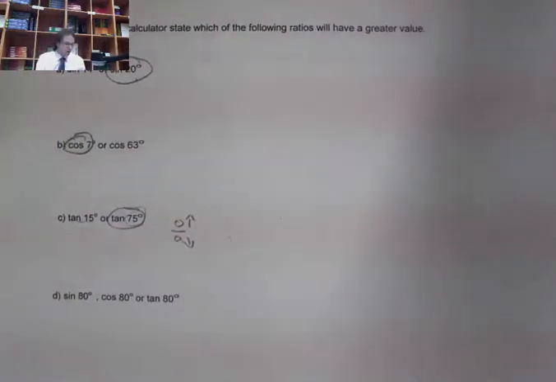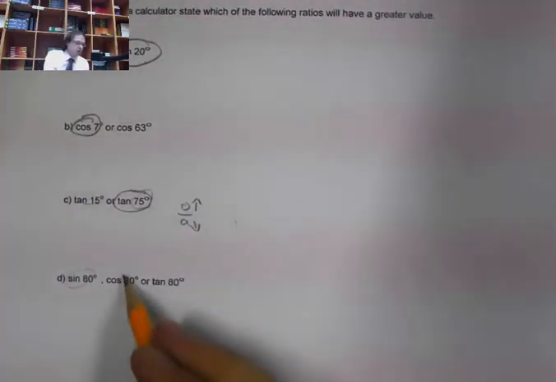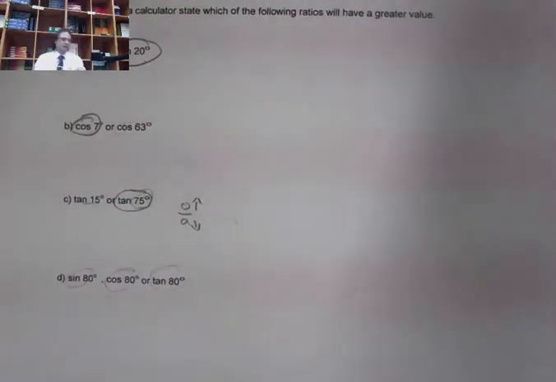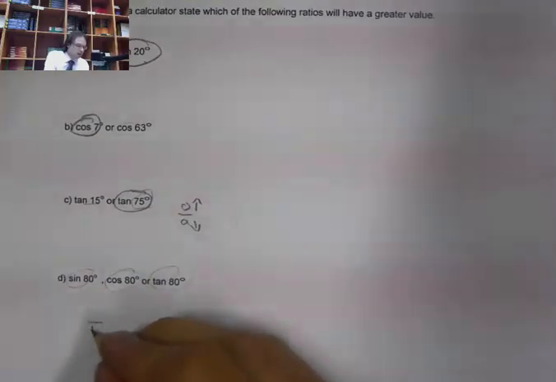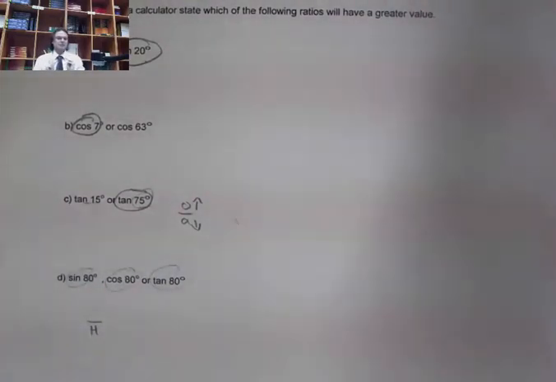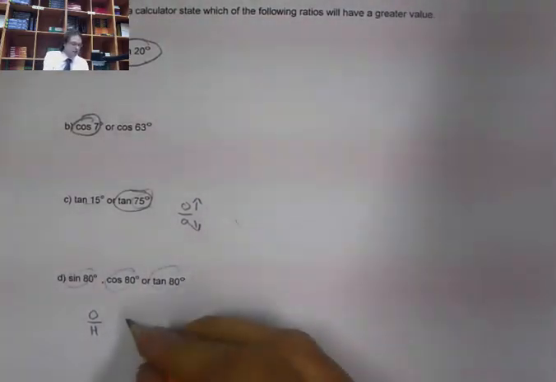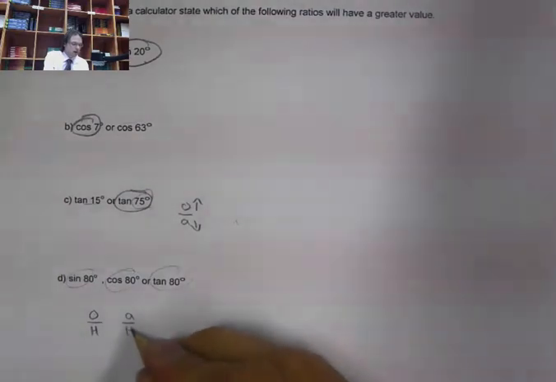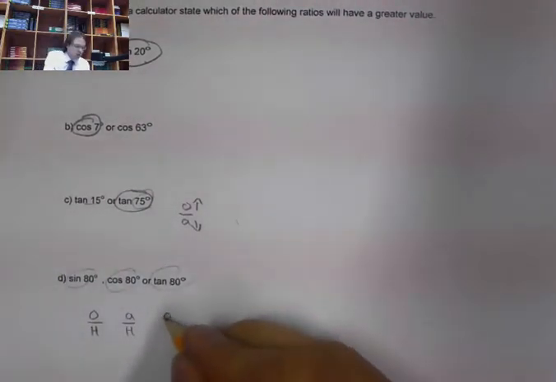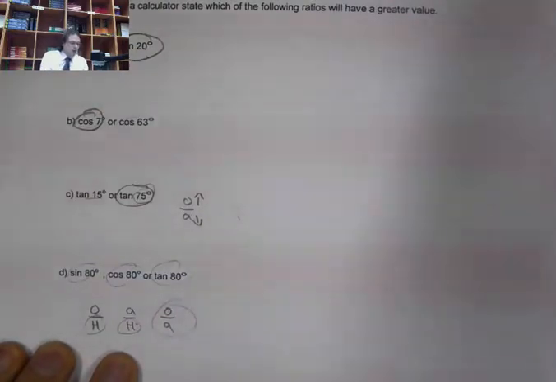Now let's take a look at this one. Which one gets bigger? Which one will have the greater value? Sine 80, cosine 80, or tan 80? Okay? Now what is always the biggest here? My hypotenuse is always my biggest side. So sine is opposite over hypotenuse. Cosine is adjacent over hypotenuse. And tangent is opposite over adjacent. So this is always my biggest side. So these are going to be smaller than this. Okay? So this here must be my biggest, I believe.